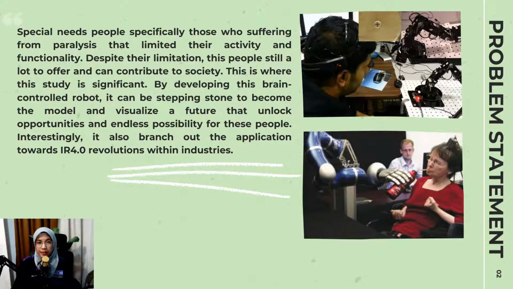Next is problem statement. Special needs people, specifically those who are suffering from paralysis, are limited in their activity and functionality. Despite their limitation, these people still have a lot to offer and can contribute to society. This is where the study is significant. By developing this brain control robot, it can be a stepping stone to become the model and visualize a future that unlocks opportunities and endless possibilities for these people. Interestingly, it also branches out the application towards IR 4.0 revolutions within industry.